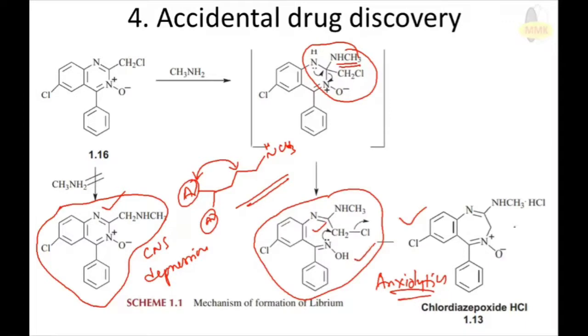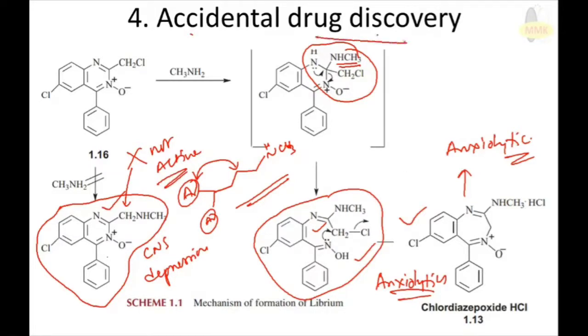they got accidentally a diazepine ring, and they found this is a very good anxiolytic. But in contrast, whatever compounds were synthesized in the original structure, none of them were active. So this is actually a classic example of how drugs may also be discovered accidentally. There are so many such examples in history as far as accidental drug discovery is concerned.